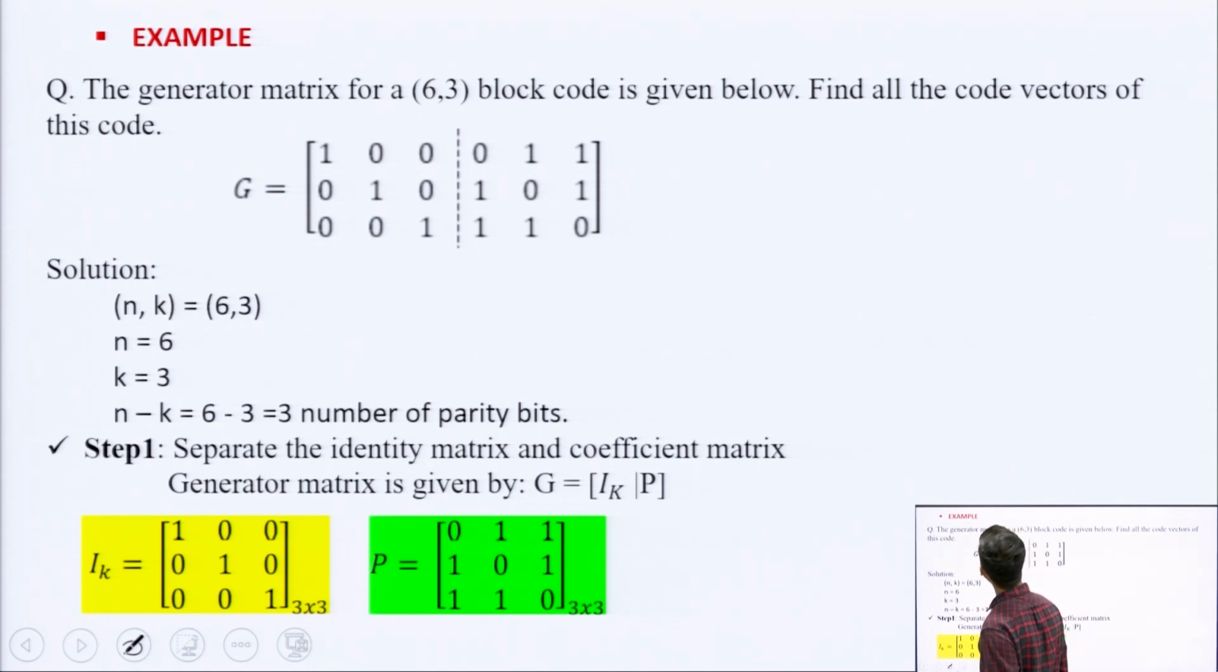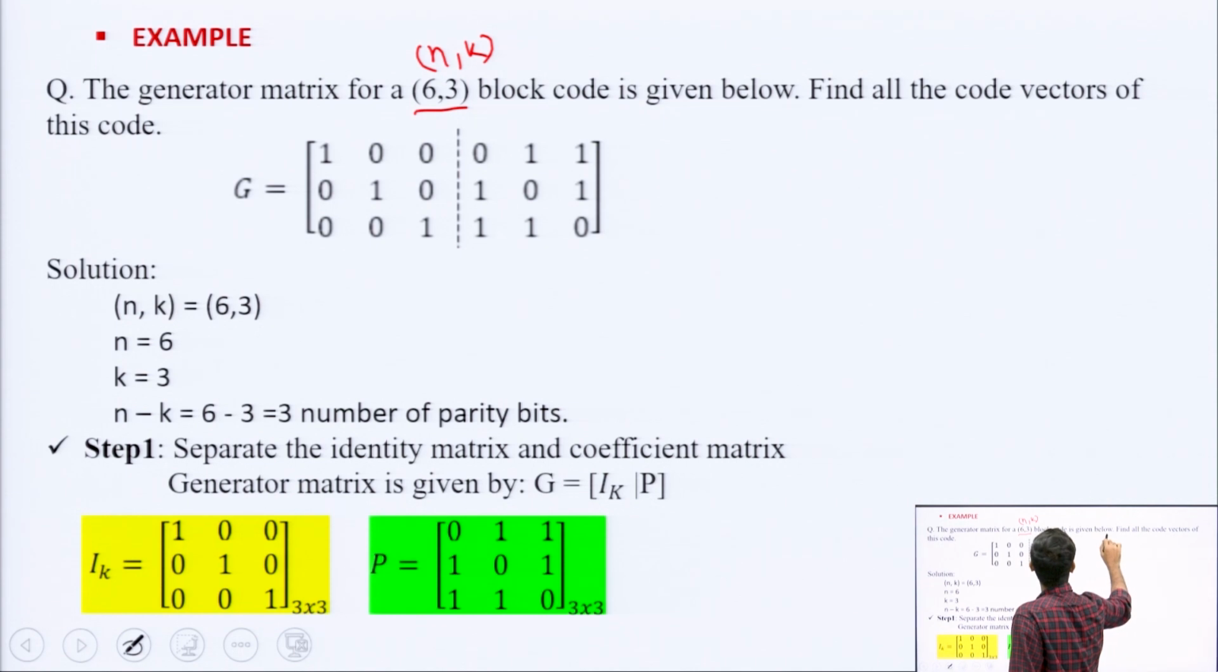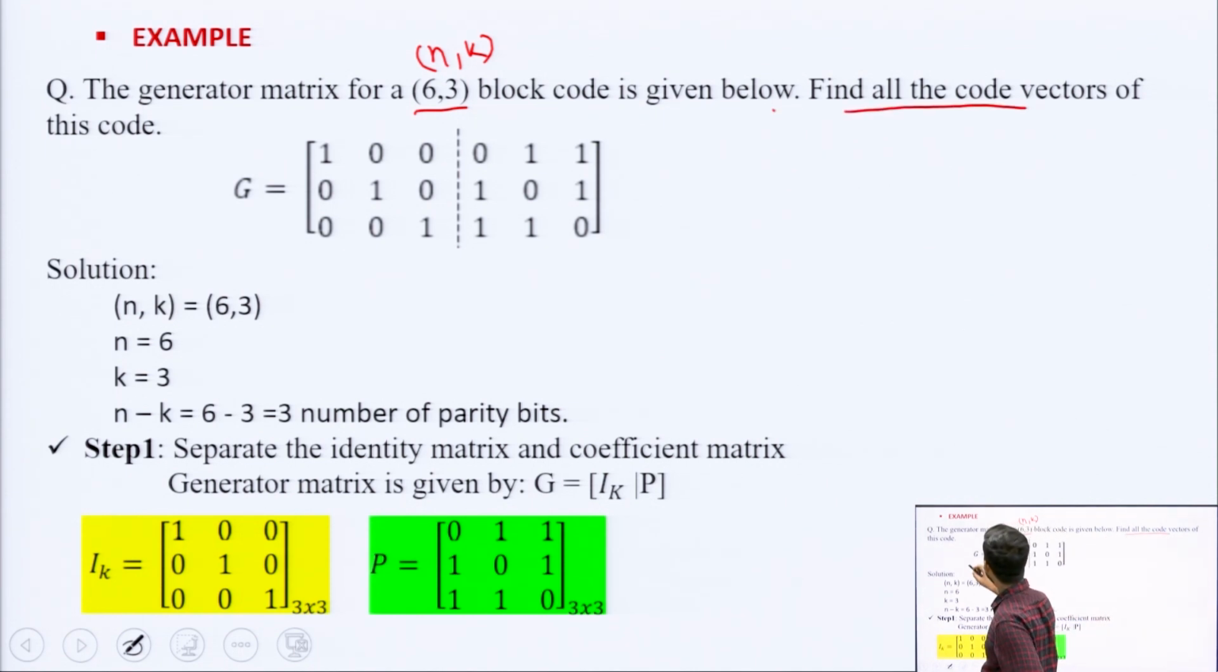Now, the next example. The generator matrix for a (6,3) linear block code is given below. Find all the code vectors of this code. You are given the generator matrix G, so we can find out what is n, what is k, and what is n minus k, the parity bits.